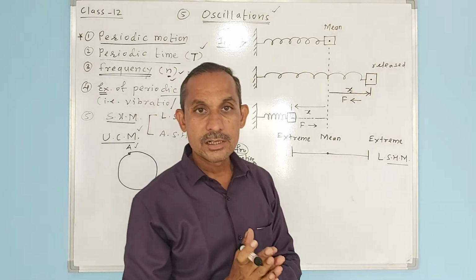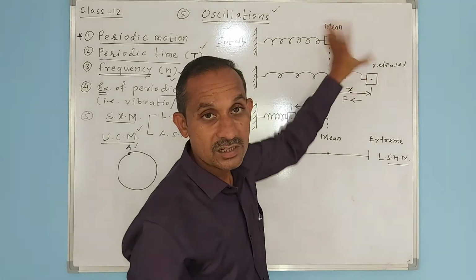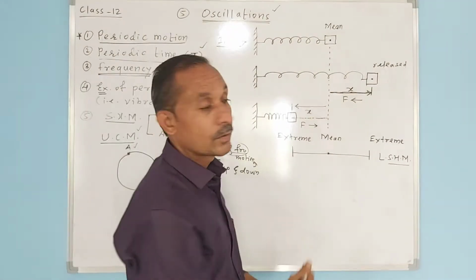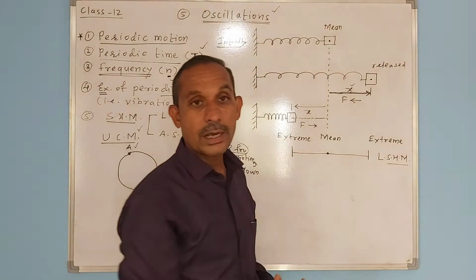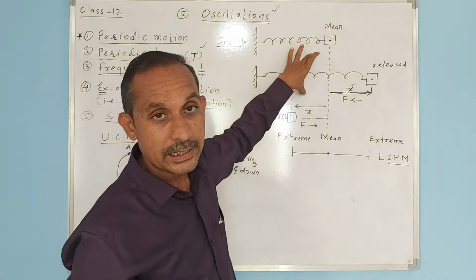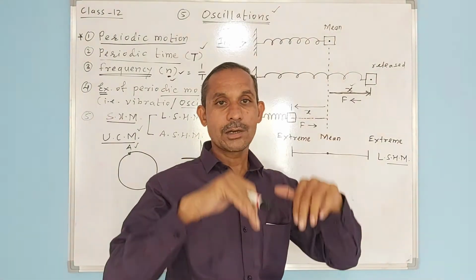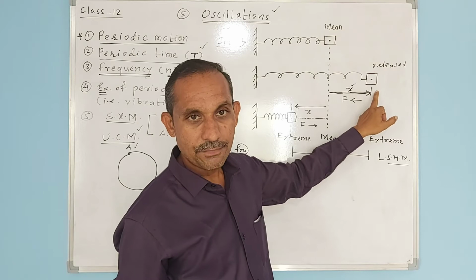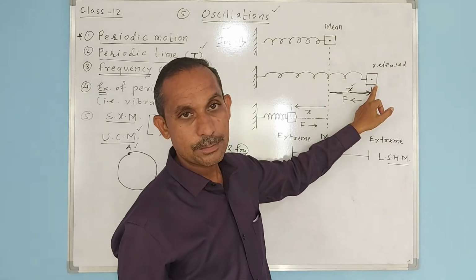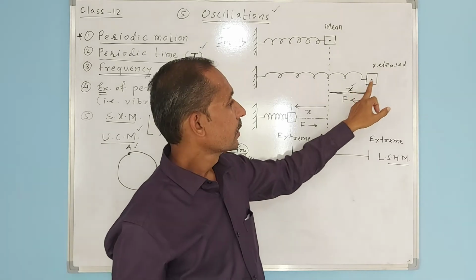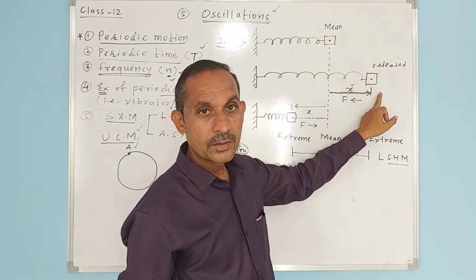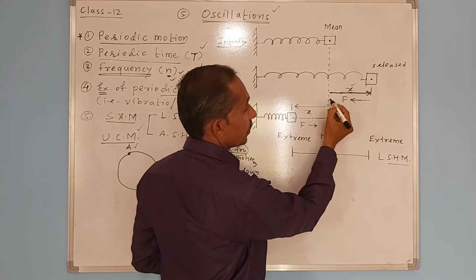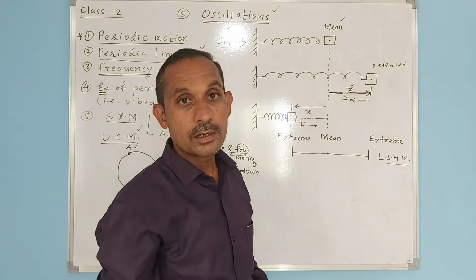So what happens when the body is displaced towards the right? This is the displacement of the body towards the right through x. At the same time, a force is developed inside the spring, and that force acts on the body when the body is at position x. That force is always directed towards the mean position.